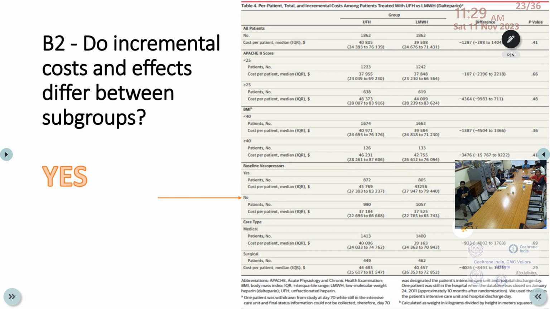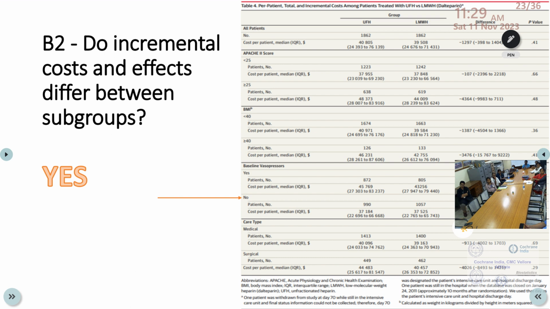Now, do the incremental costs and effects differ between subgroups? Like I said, they did a subgroup analysis which was well done, except they didn't look at ventilator days. If you look at it, 7 out of 8 show dalteparin is better than unfractionated heparin. And the subgroups make sense also, the APACHE score less than 25 and more than 25. Obviously, sicker patients who come to ICU will have a costly hospital stay, and that shows overall outcomes of dalteparin being better than unfractionated heparin.